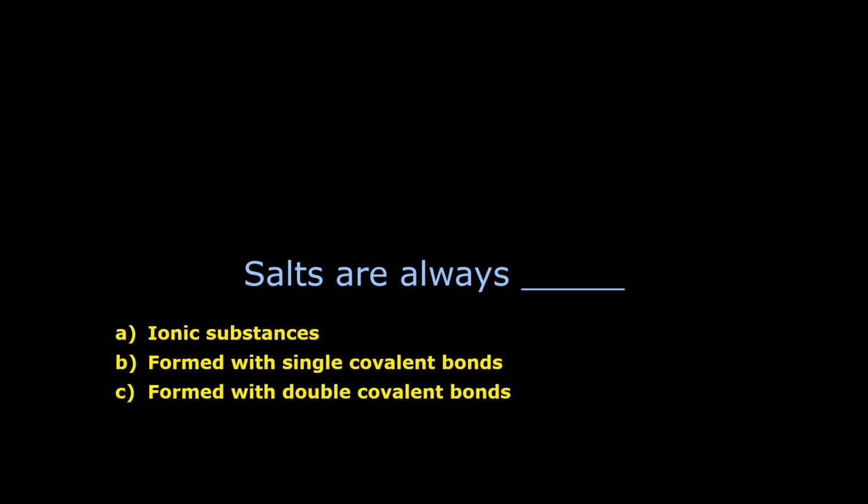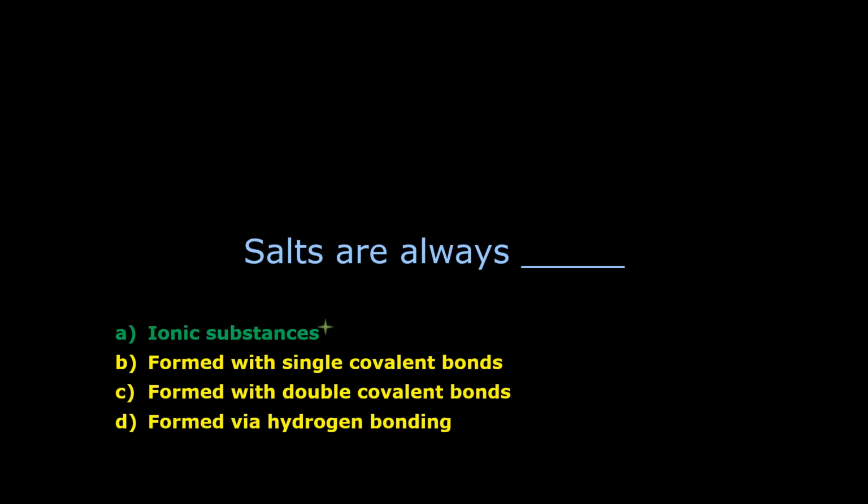Formed with double covalent bonds. No, that's an even worse answer, right? They're formed with ionic bonds, not covalents at all. And then hydrogen bonding, nope. So this is just basically asking you, do you realize that salts are ionic compounds held together by ionic bonds? Yep, and that's correct.